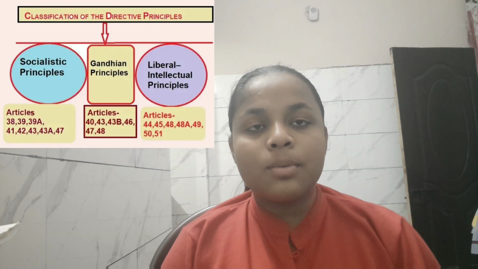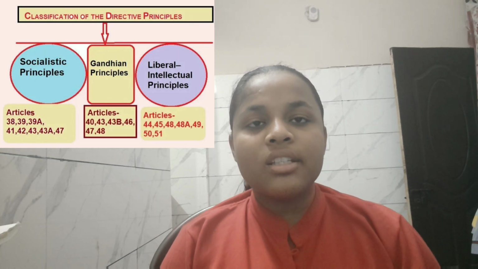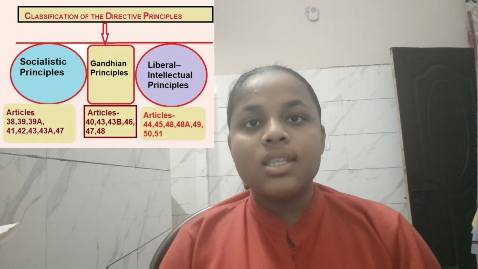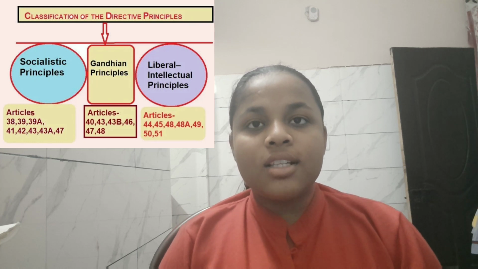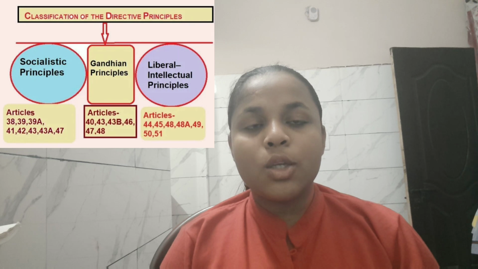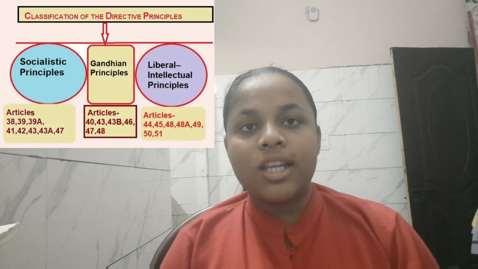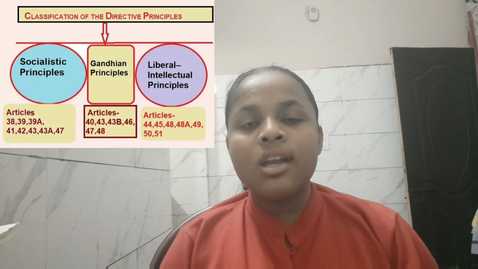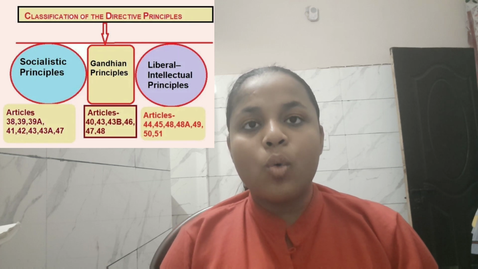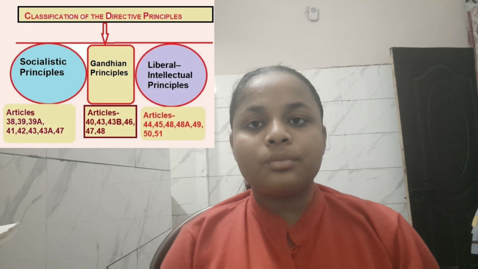The directive principles under Part 4 can be classified into three groups such as socialist, Gandhian and liberal. Articles 38, 39, 41, 42, 43, 43A, 47 consist socialist principles. Articles 40, 43, 43B, 46, 47, 48 consist Gandhian principles. Articles 44, 45, 48, 48A, 49, 50, 51 consist liberal principles.